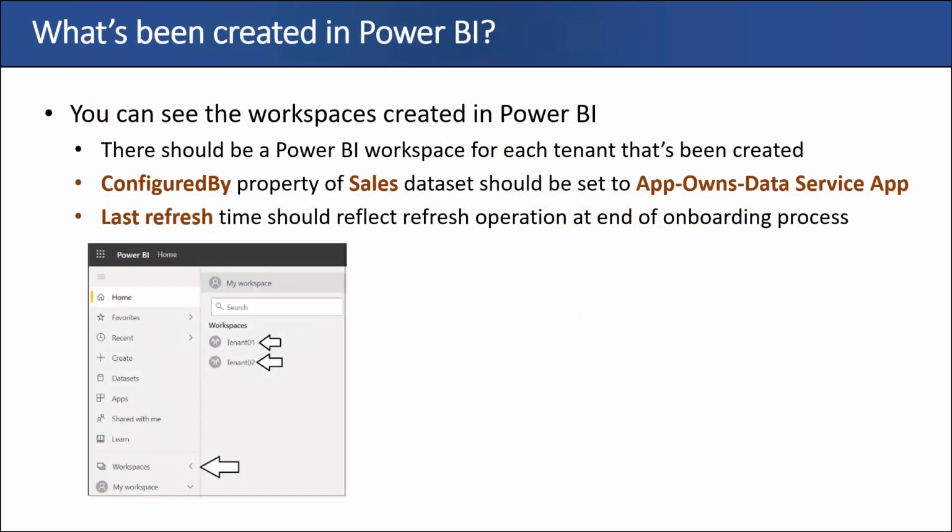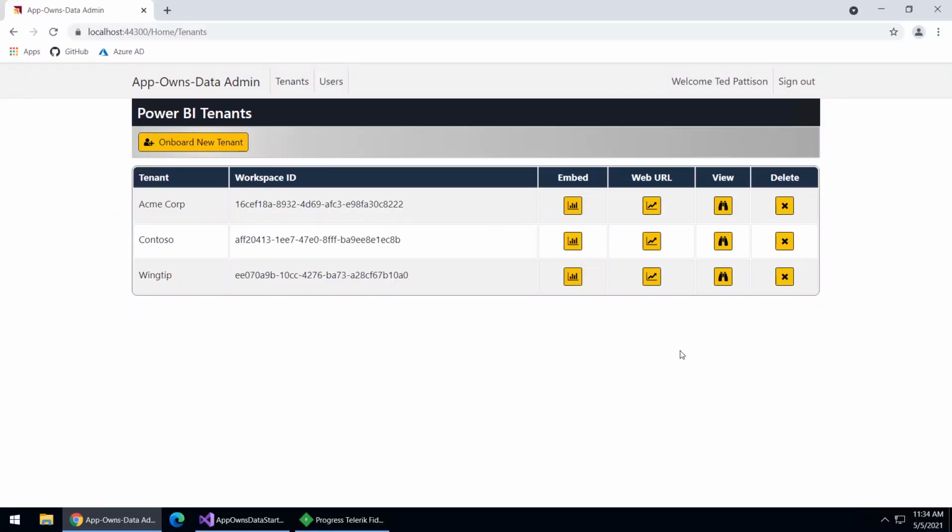Okay, now one more thing we want to take a look at is what's been created in Power BI. So let's go ahead and take a quick look behind the scenes just to see what the code has actually done. Okay, let's go back to the AppOwnsDataAdmin application, and let's look at one of the tenants. And note that we have one button that lets me navigate right to the actual workspace inside the Power BI portal. So let's go ahead, click on that. We should be able to navigate over to that workspace.